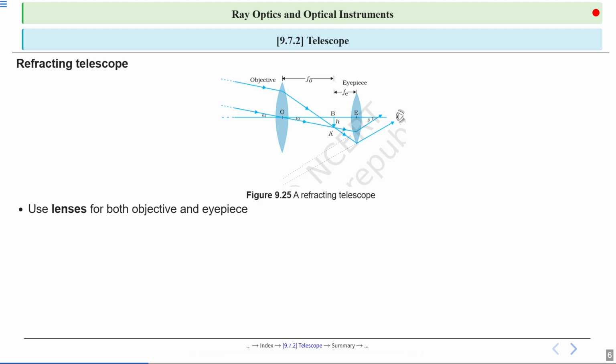So you can see the parallel rays of light are coming from a distant object, and after refracting through the objective lens, the image is formed at the focal plane of the objective lens. Okay, the plane perpendicular to the principal axis passing through the focus is the focal plane of the objective lens. So the image is formed at the focal plane of the objective lens. Okay, then that image will act as an object for the eyepiece, and that eyepiece will form the magnified image of this object.